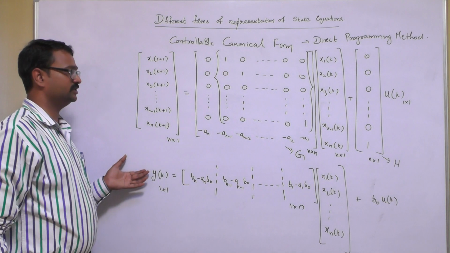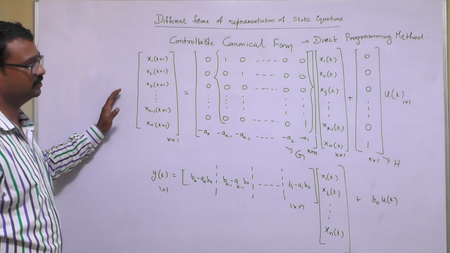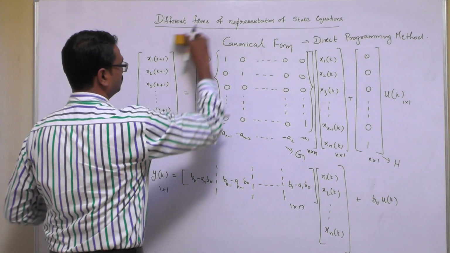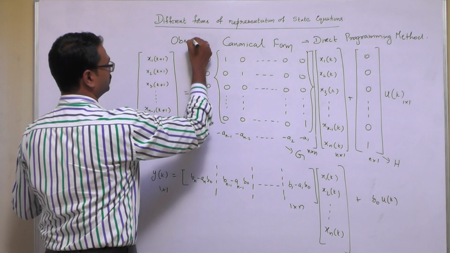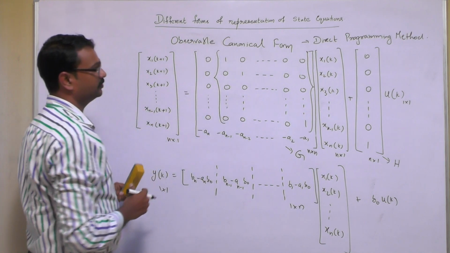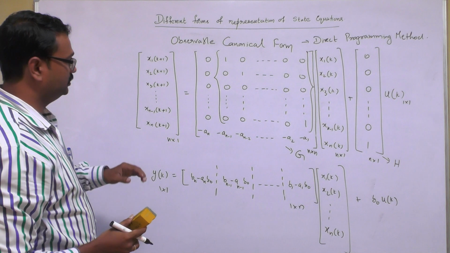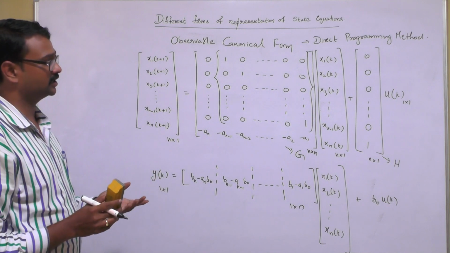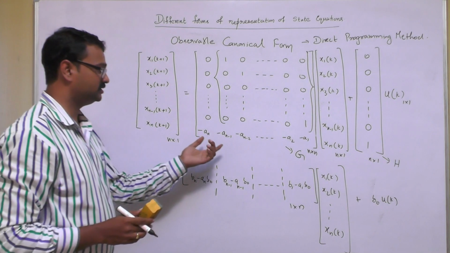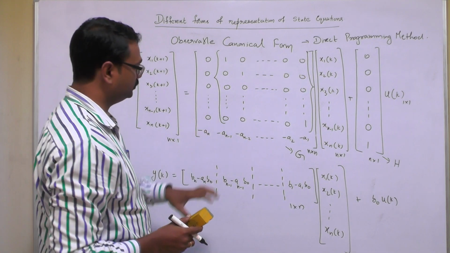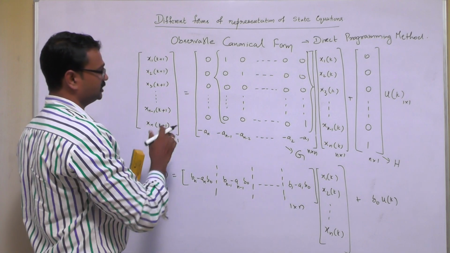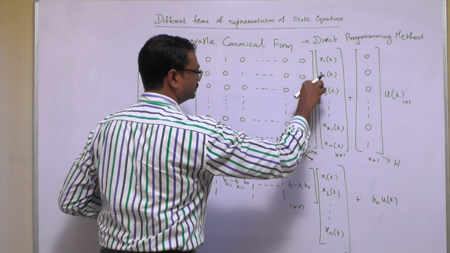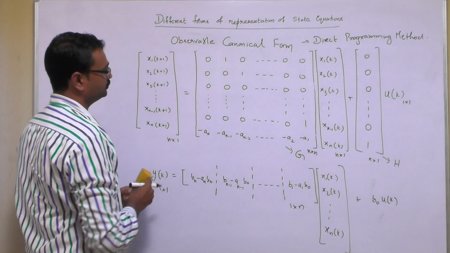Now from this equation itself, which we have obtained for the controllable canonical form, you can also obtain the observable canonical form. So I put the heading as observable canonical form of representing this equation, where you can see that the matrix G will be the transpose of the controllable canonical form. In the observable canonical form, the matrix G must be the transpose of the controllable one. Now what is the transpose of this matrix?